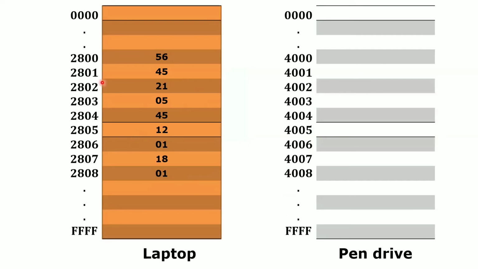Now this is my laptop and this is my storage, and there are some address locations like 2800, from where the movie has been stored in the form of ones and zeros, that is your hexadecimal numbers. 56, 45, 21, this is nothing but your movie, not just numbers. So now you know how the movie is stored inside your computer. Now what is my goal? To copy this movie to another memory location, that is your pen drive.